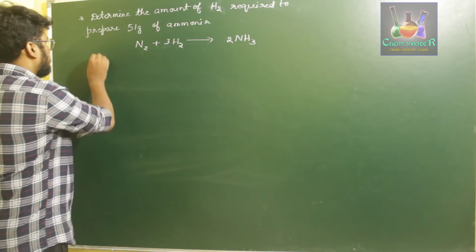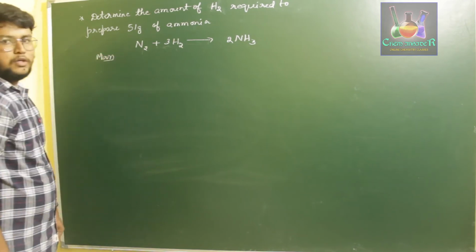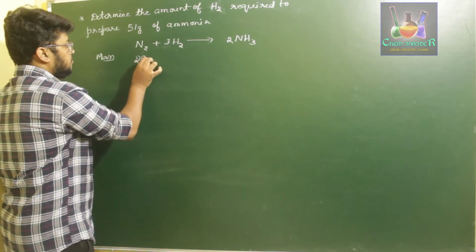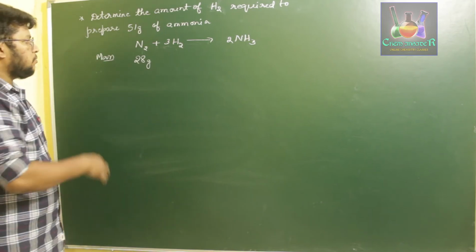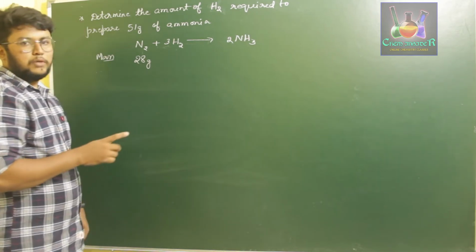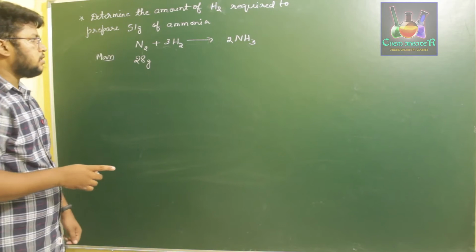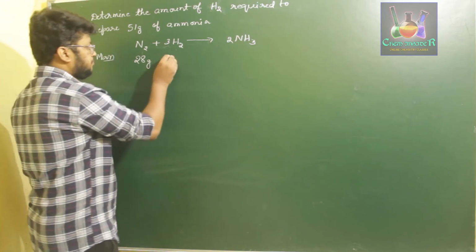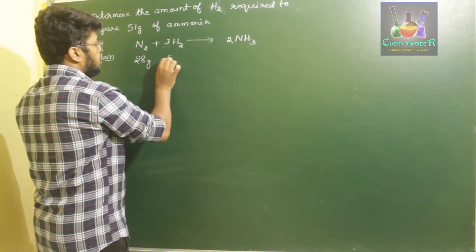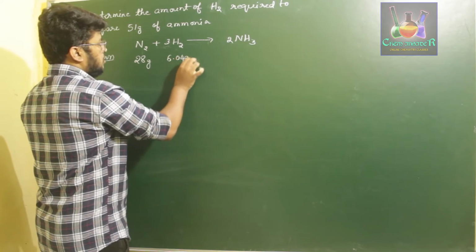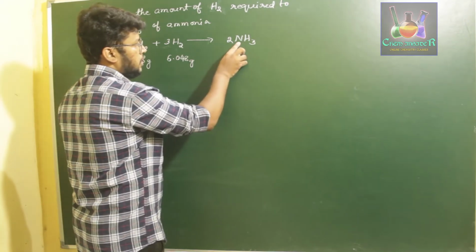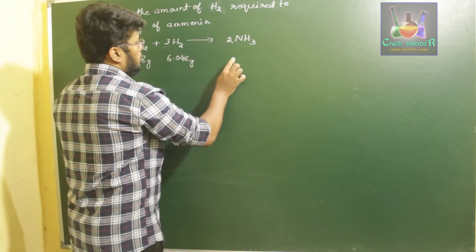Now let us write down the mass involved for the reactants and product. 2 atoms of nitrogen means the molecular mass will be 28 grams, that is, 1 atom has mass 14, so multiplied it is 28. We have 3 molecules of hydrogen. 1 molecular mass of hydrogen is 2.016. For 3 molecules, that will be 3 into 2.016, that will be around 6.048 grams, and for the ammonia formed, 1 molecule of ammonia has 17 grams. For twice, we get 34 grams.